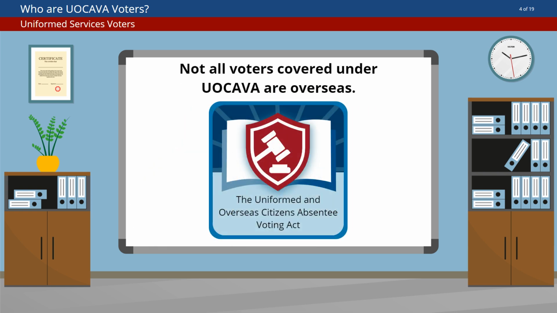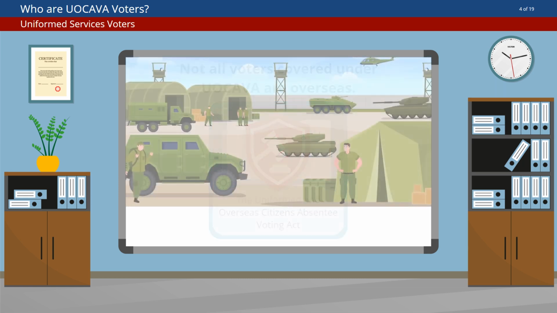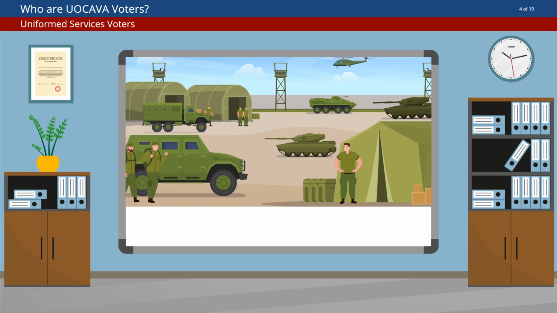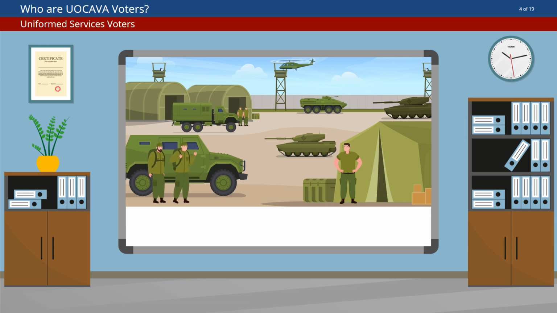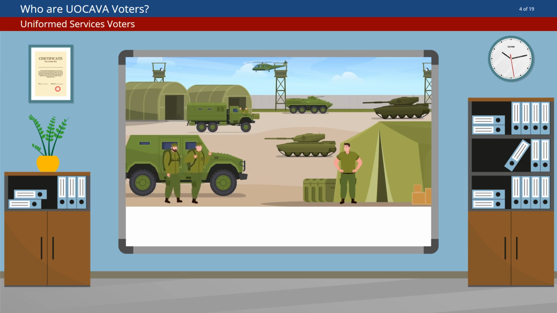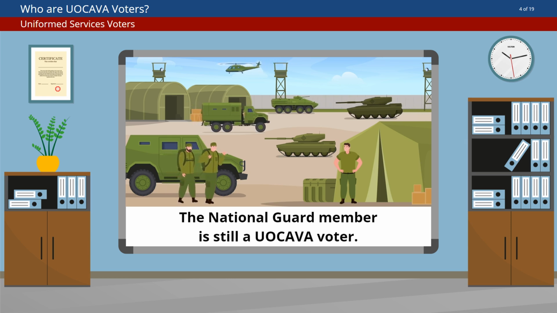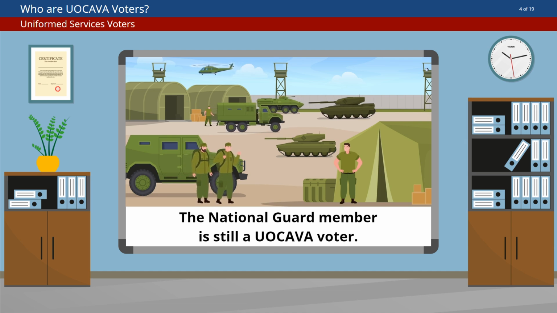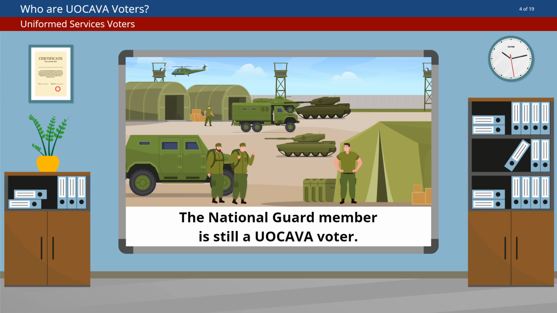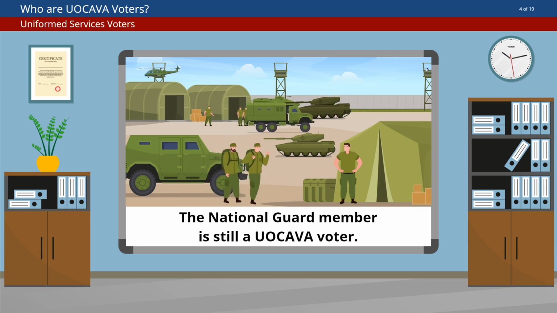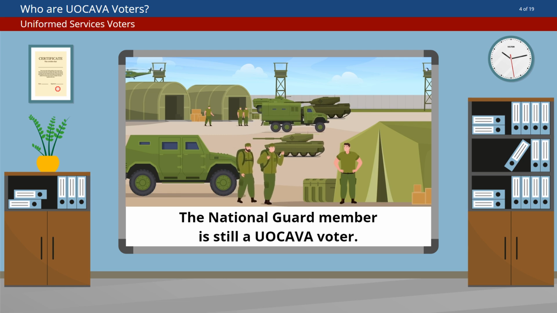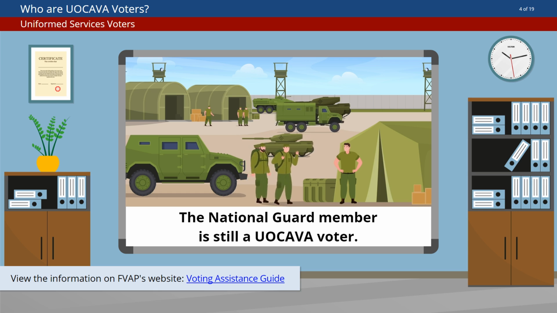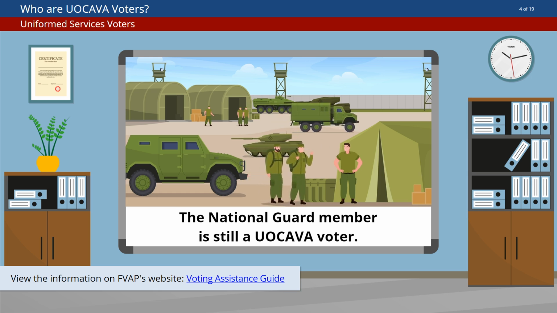Note that to be covered by UOCAVA, the uniformed services voter must be absent from where they vote, but not necessarily overseas. Additionally, the Federal Voting Assistance Program, or FVAP, provides the example of a National Guard member on federal orders who is stationed within the U.S. but outside their voting jurisdiction. That National Guard member is still a UOCAVA voter. Importantly, states vary as to whether they apply UOCAVA protections to National Guard members stationed outside their voting jurisdiction under state orders. FVAP's Voting Assistance Guide provides more information on your state's policy.